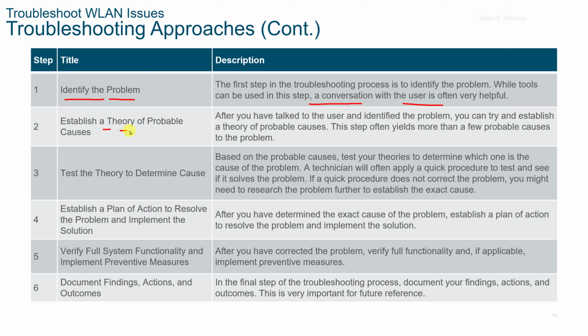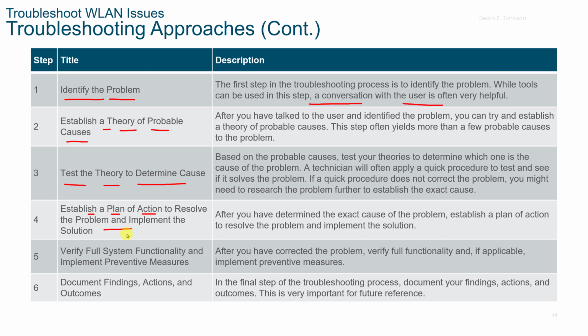And then you establish a theory of probable causes. You try to work from the easy steps first to the more difficult, until you figure out what's going on. Then you test your theory to determine if the theory was correct, and then how do you fix it. Then you establish a plan of action to resolve the problem. Make sure that you're not causing more problems by solving the problem that you think you're solving.